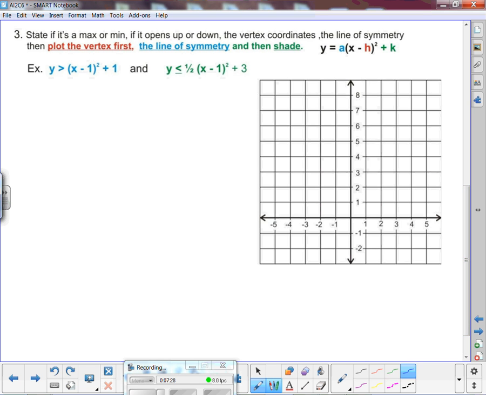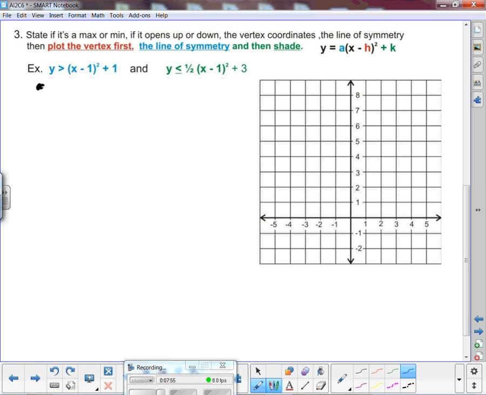First off, over here to the right, there's graphing form for quadratics, right? Also here, I reminded you, how do you graph a quadratic? Plot the vertex first. Use the line of symmetry. Don't forget to shade. Okay? All right, so let's go through. Looking at the blue one here, is it a max or a min? Hopefully you said a min.